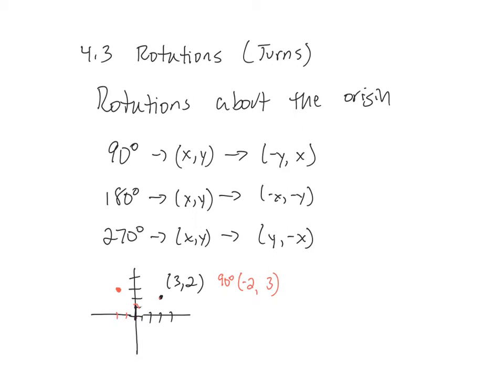Okay, so if we did 180 degrees, they're just both opposite. So -3, -2. And on 180 degrees, you should be able to draw a line right through the middle and hit the other point if you did it correctly.